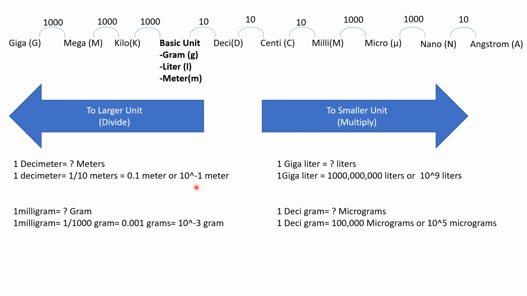You would say 10 to the negative 1. Why negative? The negative here means that you should be moving your decimal towards the left.